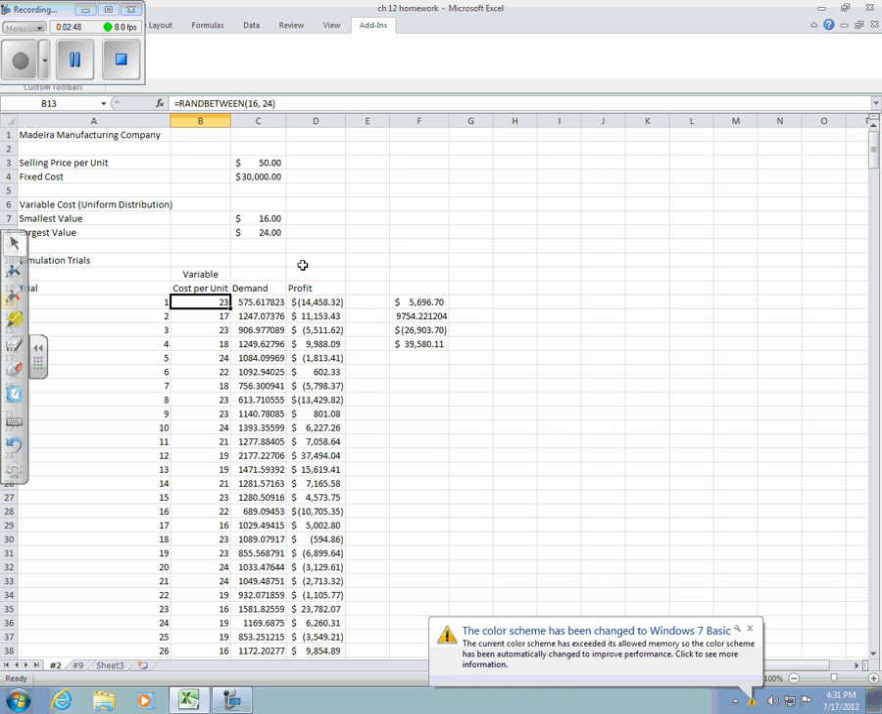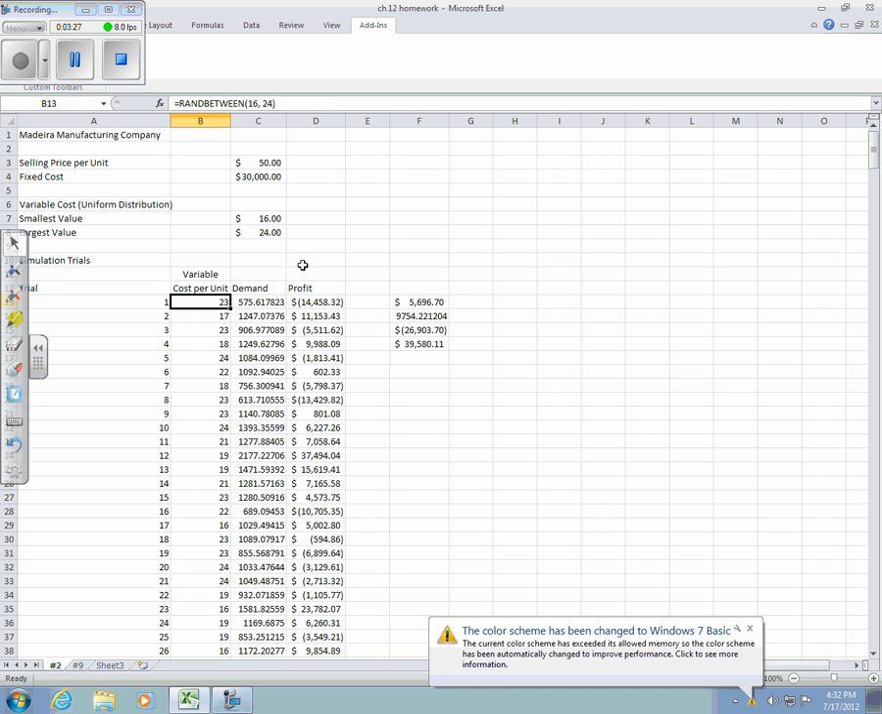So what this is doing is generating a simple distribution of variable cost. If we were to average this column, it'd be right around 20 because every number between 16 and 24 has an equal likelihood of occurring. So you'd probably see roughly half above 20 and half below, because 20 is right in the middle of 16 and 24. But that's what that's doing. That's generating a random event, and in this case, that random event is the cost per unit to produce this product.